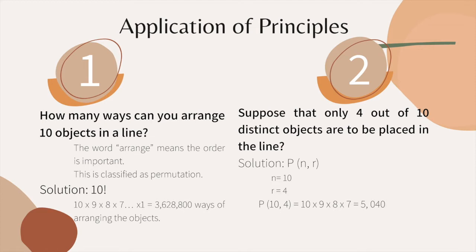The second row with 9 possible choices, the third row with 8 possible choices, and the fourth row with 7 possible choices. We stopped at the fourth row with 7 possible choices because we said earlier that we can only pick 4 out of 10 distinct objects. Hence, we will get 5,040 ways of arranging things.